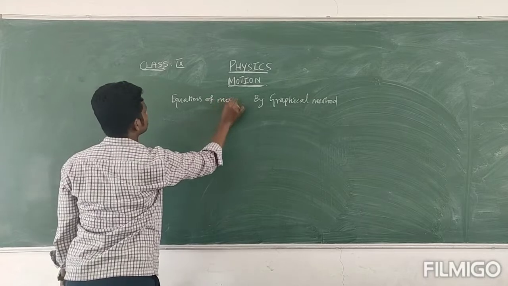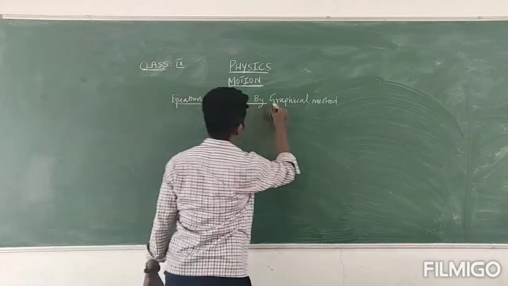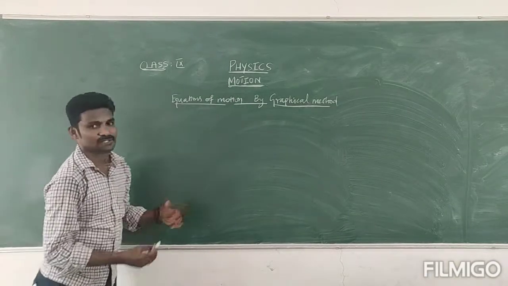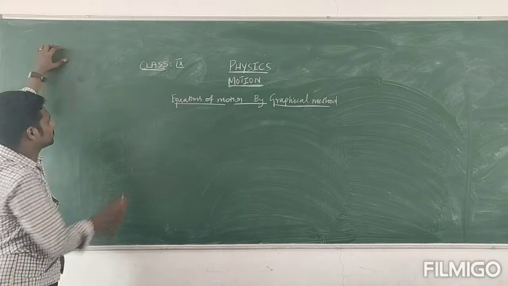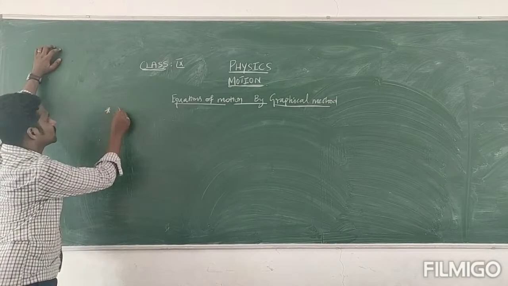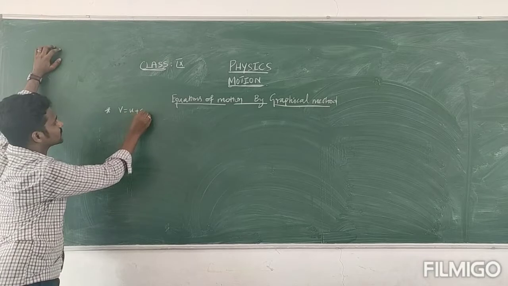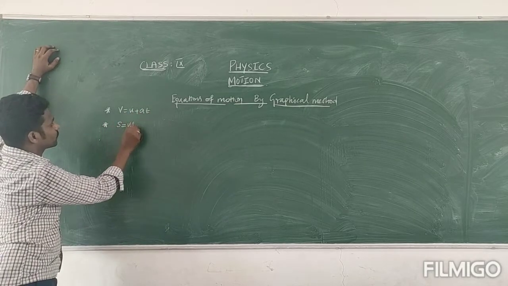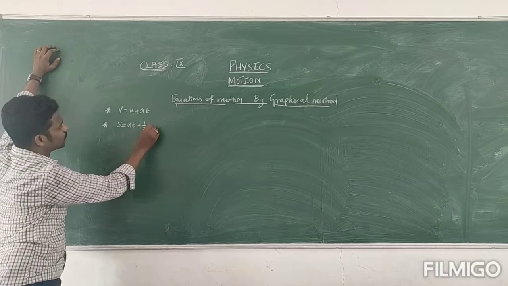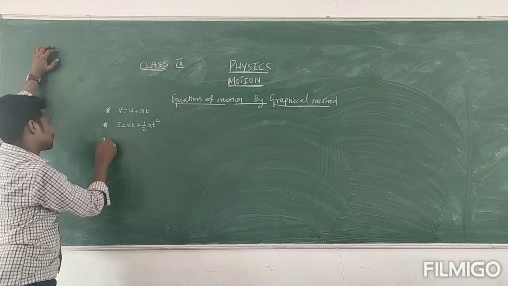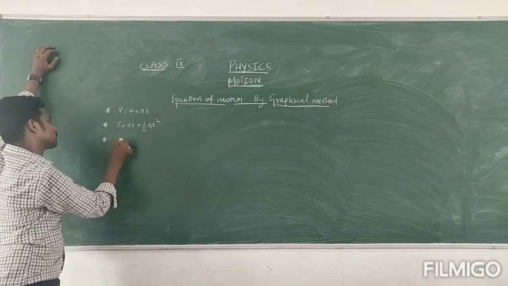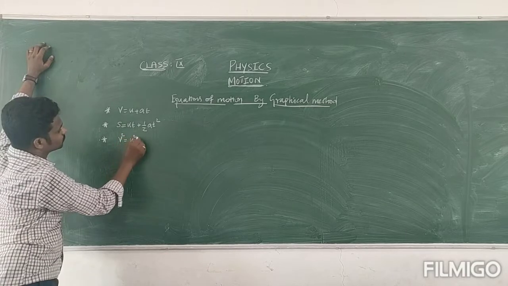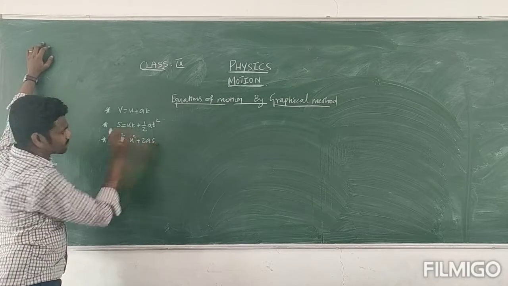Equations of motion by graphical method. So once again, let me recall the equations of motion. We know very well: V is equal to U plus AT, then S equal to UT plus half AT square, and the third one, V square is equal to U square plus 2AS.